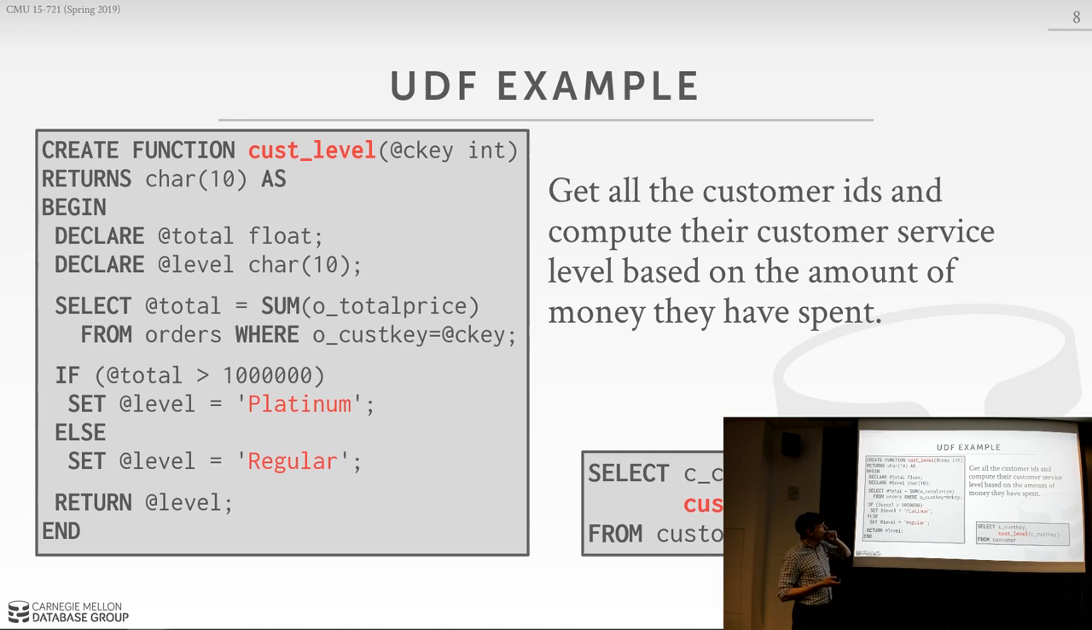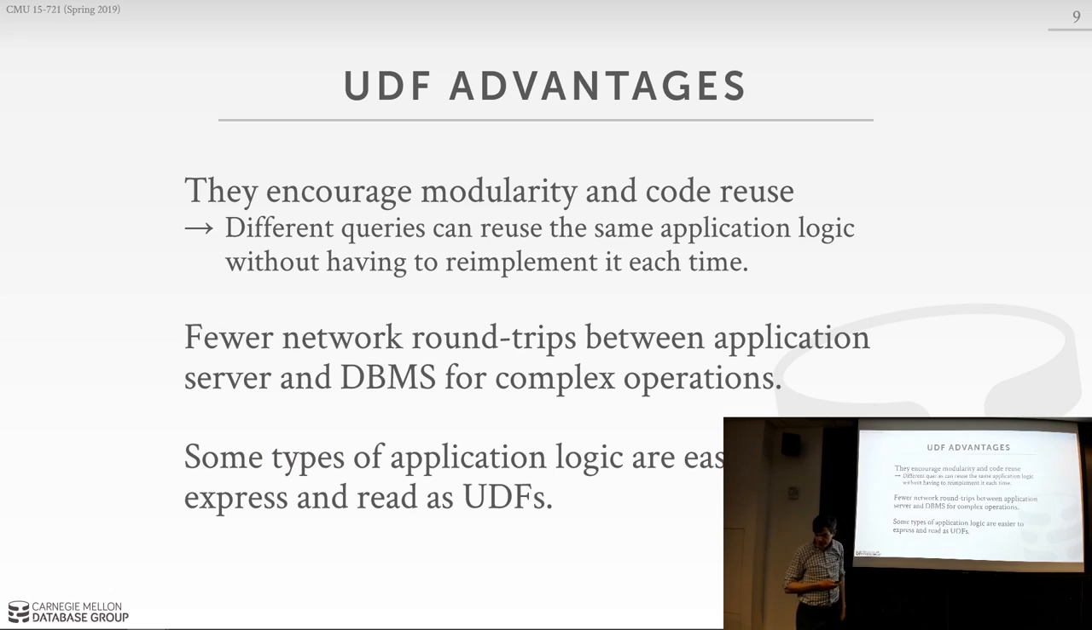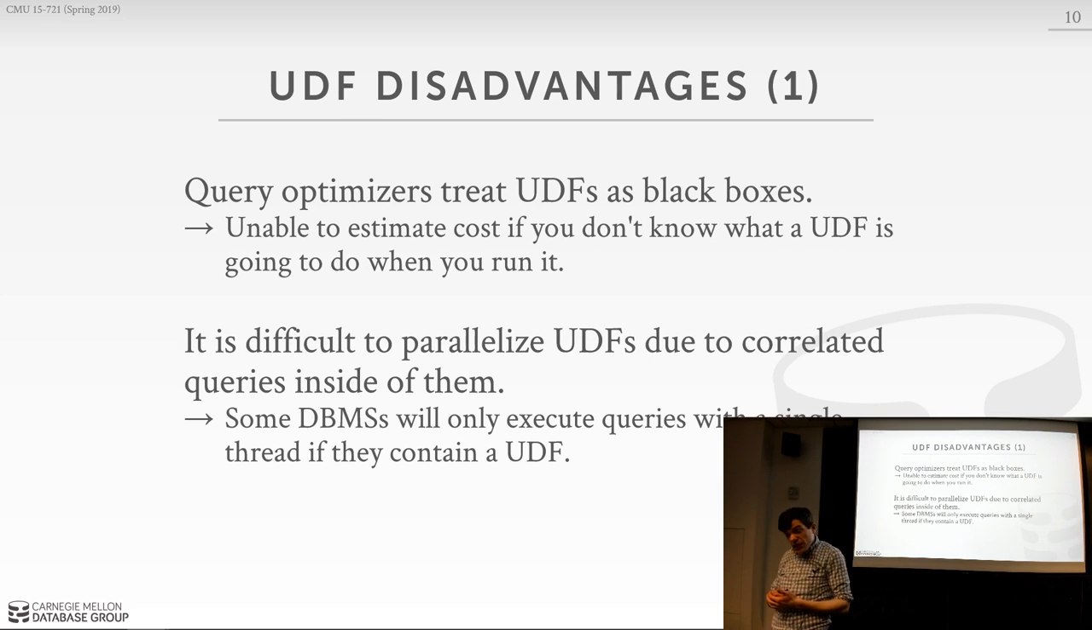Going back here, I don't know what this is going to compute. I don't know whether I'm going to be a platinum or a regular customer until I get the answer, but I can't get the answer until I compute it. So the optimizer can't optimize anything down here because it doesn't know which path it's going to take. It's basically going to treat the UDF as a black box. I think the paper talks about how they just assume the cost is almost zero, but in many cases that's not the case.